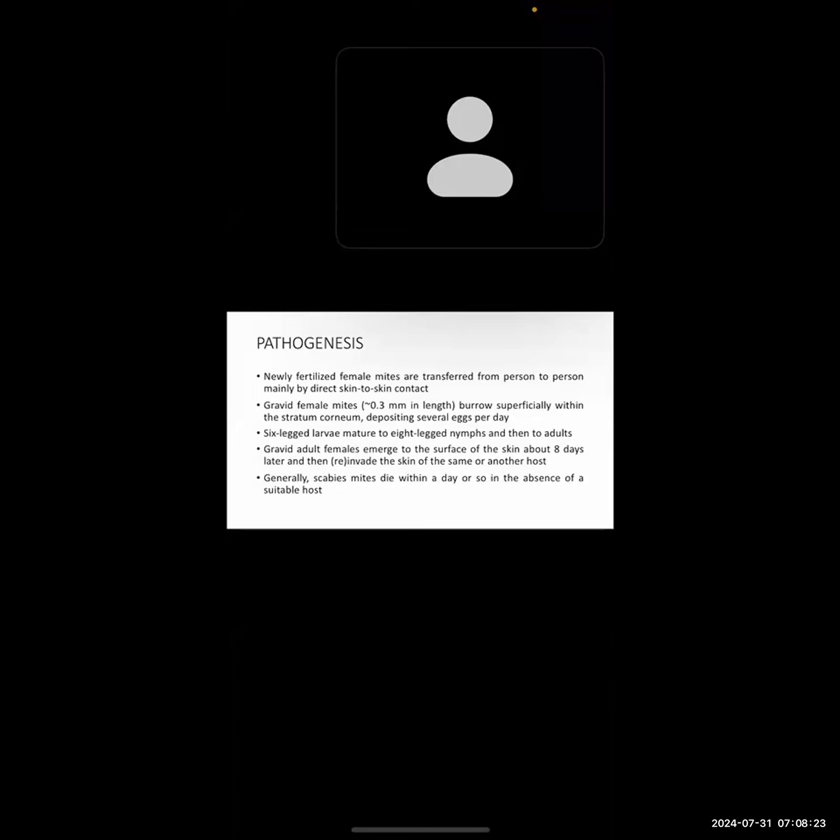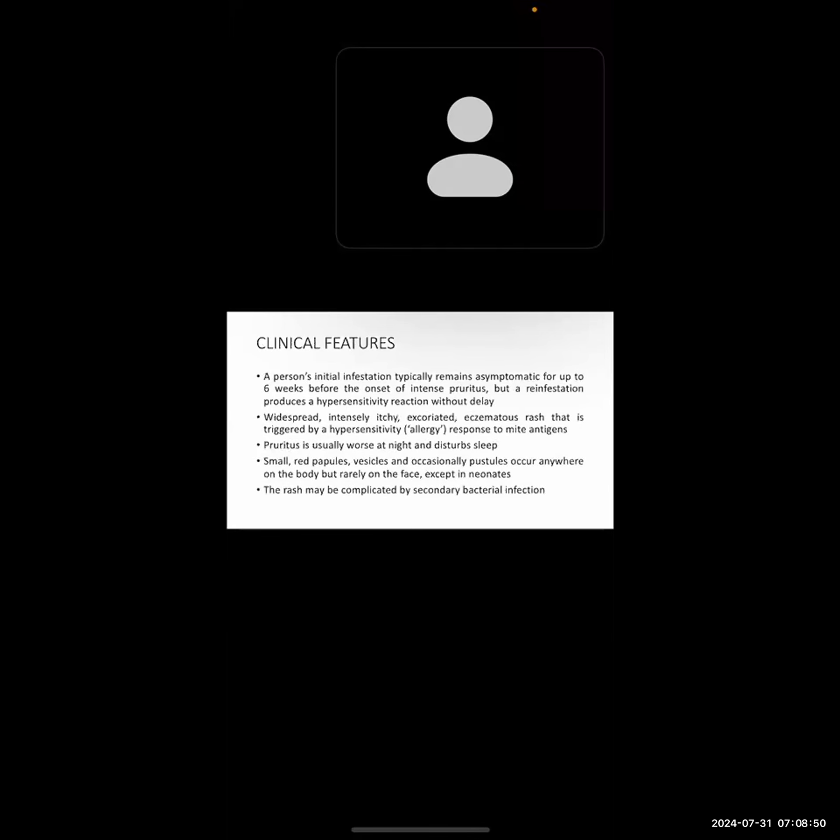Okay, the 6-legged larvae mature to 8-legged nymphs, which are the adults. Gravid adult females emerge on the surface of the skin after about 8 days and invade the skin. Generally, the mites die within a day or so in the absence of a suitable host, which means outside the body, they might not last that long.